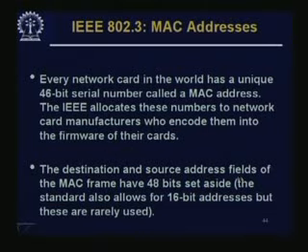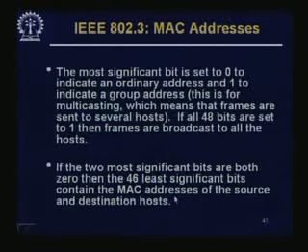The destination and source address fields of the MAC frame have 48 bits set aside. You remember 6 bytes is 48 bits. So there is a 2 bit discrepancy. These 2 bits are used for something, I will come to that. The standard also allows for a 16-bit address, but these are rarely used. Now of these 2 bits, the most significant bit is set to 0 to indicate an ordinary address and 1 to indicate a group address. This is for multicasting, which means that frames are sent to several hosts.